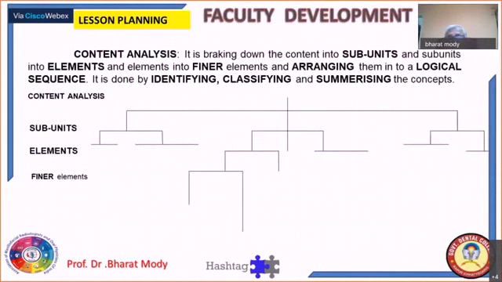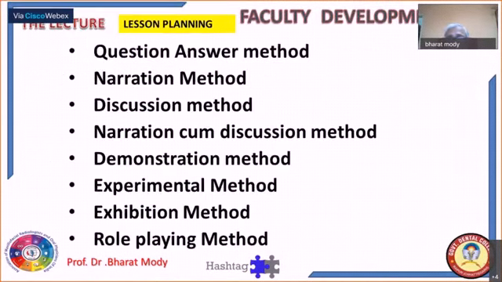So a concept web will have a central unit, subunits and all, and they are formed in the form of a template. For every lesson planning or every topic, the template will differ depending on what subunits are there, what elements are there. And that is why you have to decide this lesson planning for each and every topic which is considered. What is the way we deliver?